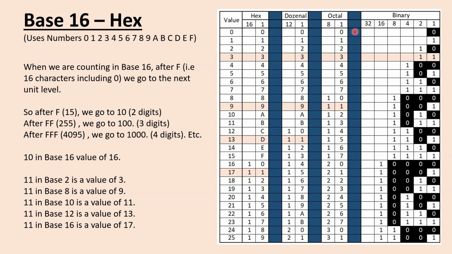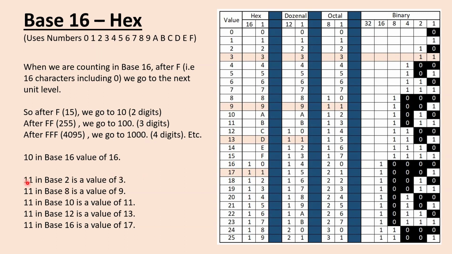So here are the others: binary, base 8 octal, base 12 dozenal, now hexadecimal. 0, 1, 2, 3, 4, 5, 6, 7, 8, 9, A, B, C, D, E, F. Now we go 1, 0, the next 2 units. And then continue 1, 1, 1, 2, 1, 3, 1, 4, 1, 5, 1, 6, 1, 7, 1, 8, 1, 9. After 1, 9, it would be 1A, 1B, 1C, 1D, 1E, 1F, and then it would go to 2, 0. 2, 0 would be 32, 2 times 16.